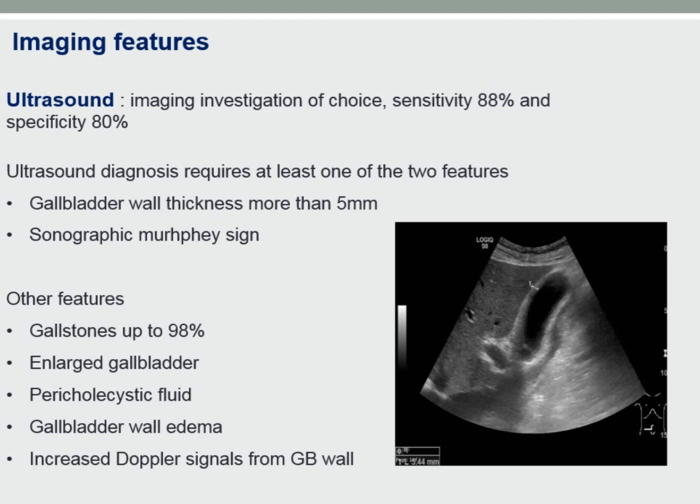Other features that we may see in acute cholecystitis on imaging, specifically on ultrasound: gallstones in up to 98%, an enlarged gallbladder with longitudinal diameter more than 8 cm and transverse diameter more than 4 cm, pericholecystic fluid, and gallbladder wall edema. This time we may see a trilaminar gallbladder wall, in which there is an anechoic layer between two echogenic layers. It's called trilaminar gallbladder wall. Just like that. And increased Doppler signal from the gallbladder wall.